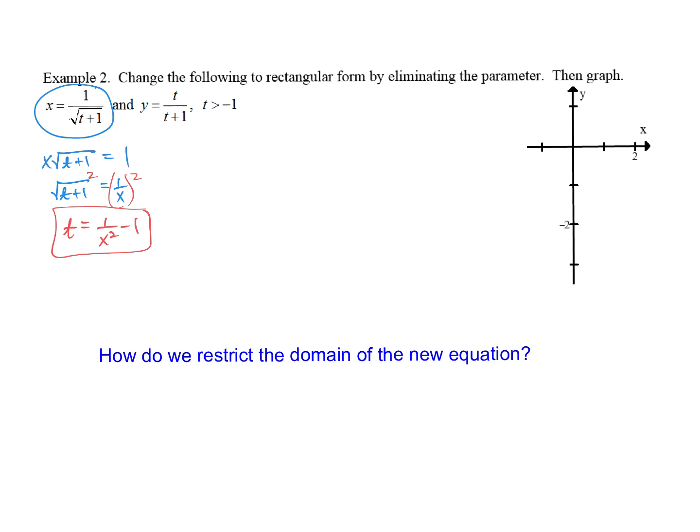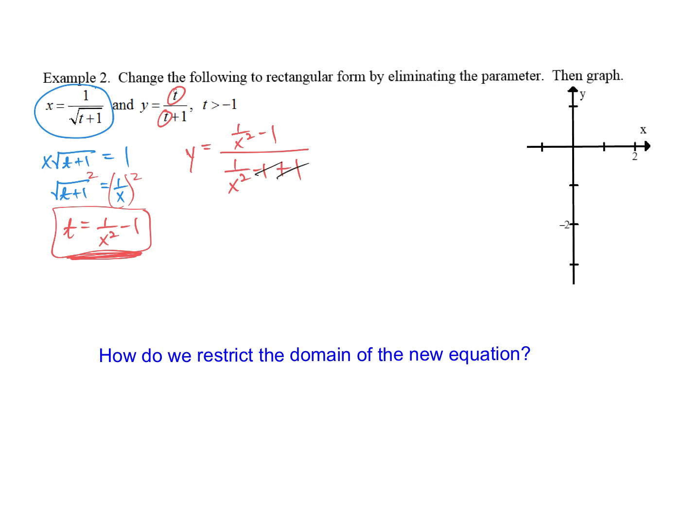And then what's our second step? What do we do now with this t value? With the one, there you go, plug it in. So plug it in for each one of the other t's here. So y is equal to 1 over x squared minus 1 over 1 over x squared minus 1 plus 1. Well, that worked out nice. The minus 1 plus 1 is gone, right?